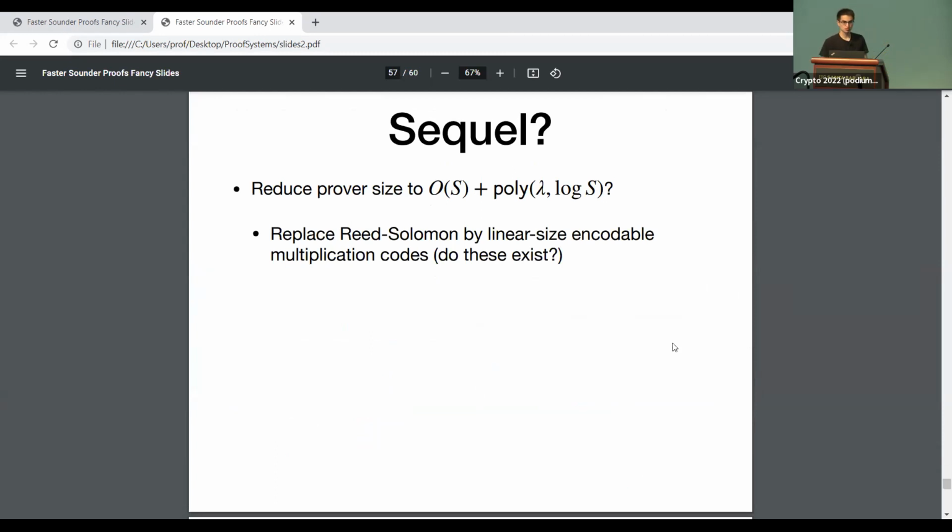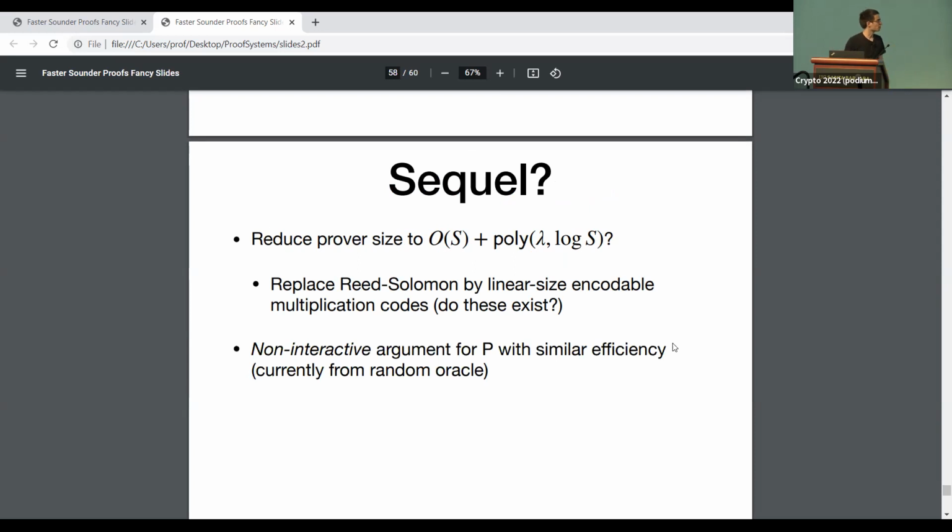One way to do this would be, so you can imagine something like a Reed-Solomon code where the encoding is not quasi-linear and is just linear size. If you could do that, you'd be done. You'd get this result, and I'd be very happy. But this is an open question in coding theory. I don't know if it's gotten so much attention that you should expect this to be an impossible problem to solve, but it does seem challenging to me.